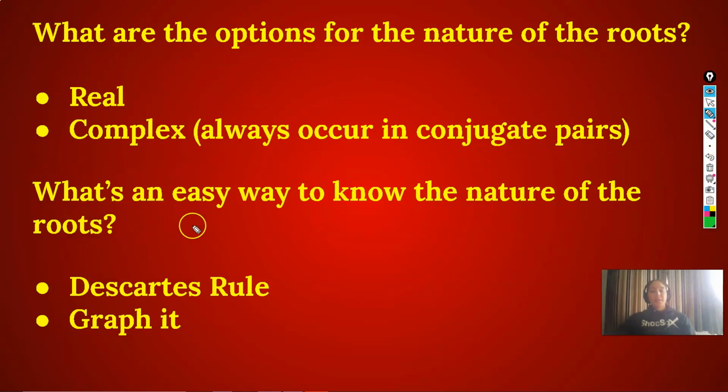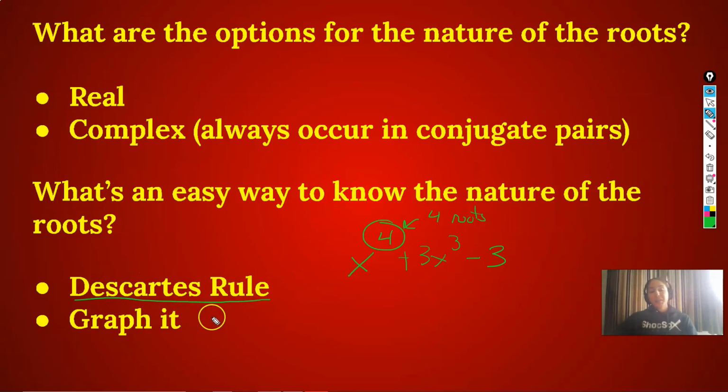So what's an easy way to know the nature of the roots? Say I have a polynomial that looks like x to the 4th plus 3x cubed minus 3 or something. How do I know how many real roots there will be? I know there are 4 roots, but how do I know how many of these roots are real and how many are complex? Well, Descartes' rule would tell you that. We're not going to go over that in the scope of this video, but there is another video on Descartes' rule that you can go visit.